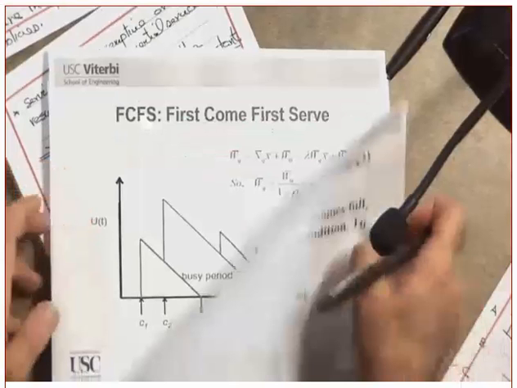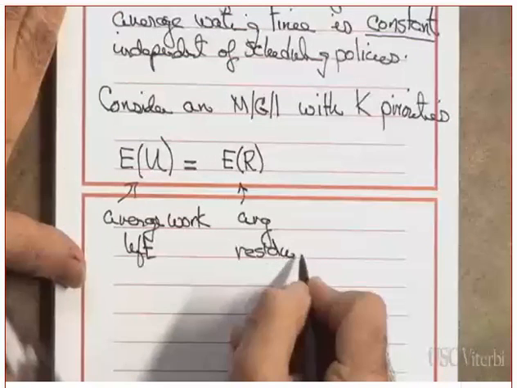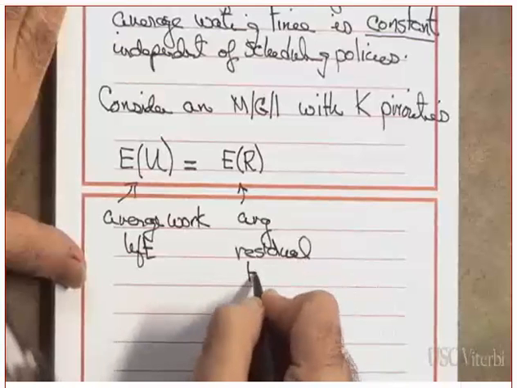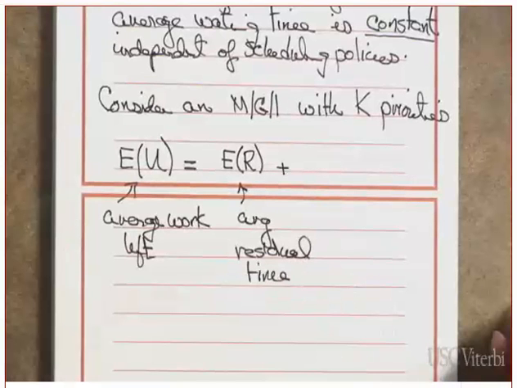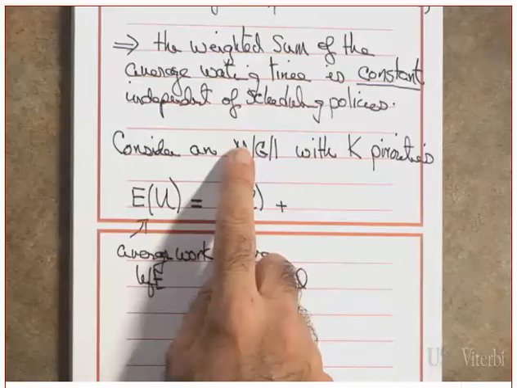Did you get the idea what we are calculating here? The average amount of work left for the server. What does he need to do? He needs to serve the packet that is already in service. That's the residual time, the average residual time. What else does he need to serve? He needs to serve all the packets in the system, regardless of their priority. He needs to serve all of them.